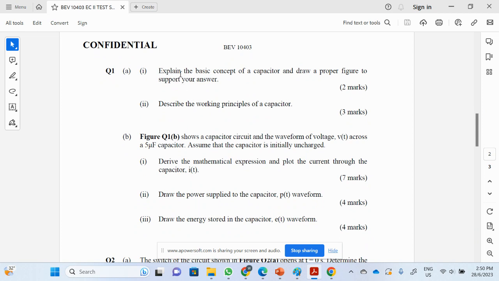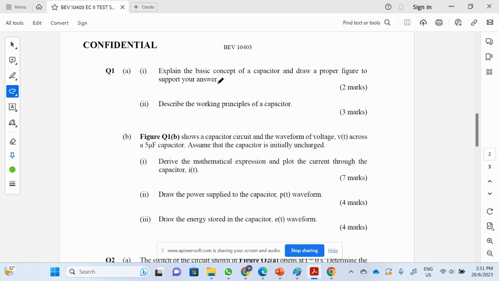Alright, so the first one, dia minta explain the basic concept of a capacitor and draw a proper figure. So, kalau tengok markah kat sini ada dua kan, meaning that definitely satu markah untuk explain, satu markah untuk drawing. Okay, so walaupun nampak macam tak banyak tapi markah sikit-sikit pun membantulah kan. Right, so basic concept dia adalah you kena explain capacitor tu apalah sebenarnya.